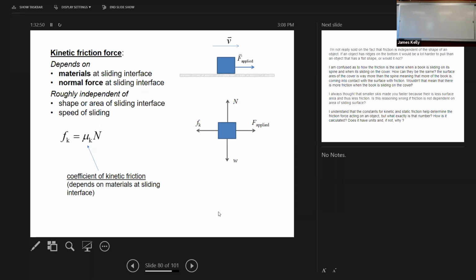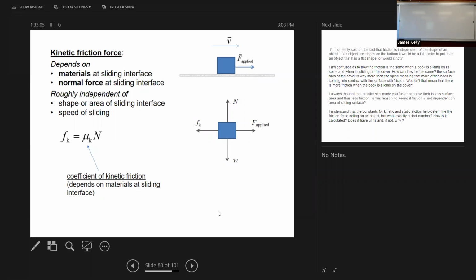So it's saying, yes, it's true. The bigger the normal force, the bigger the kinetic friction force. But exactly how are they related? Are they related by a factor of 1/3 or 2/3 or what? That mu k is telling us that.